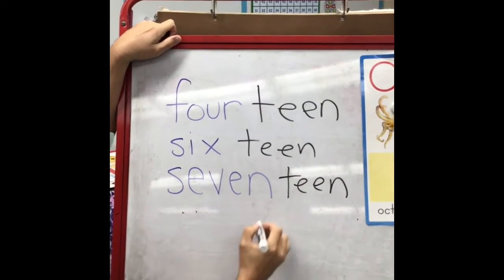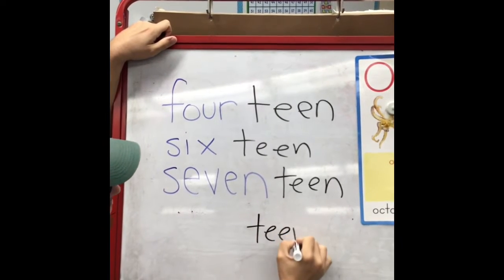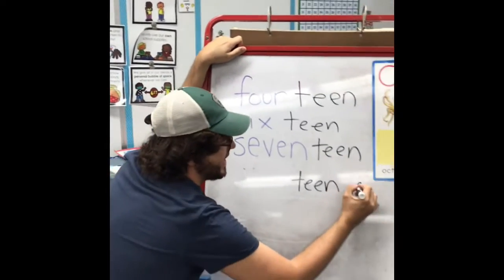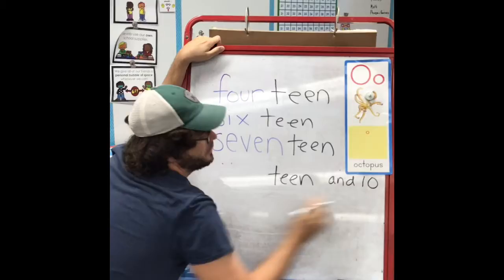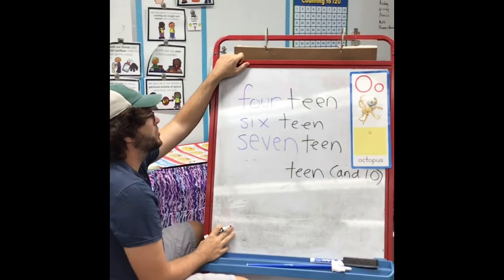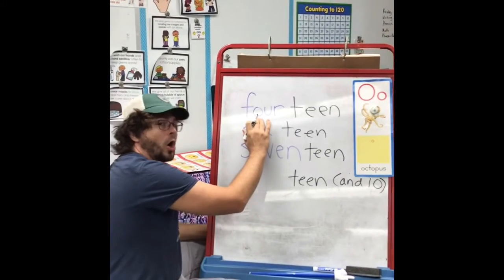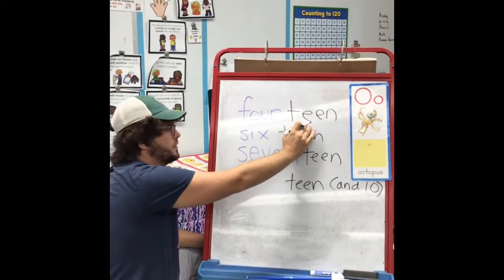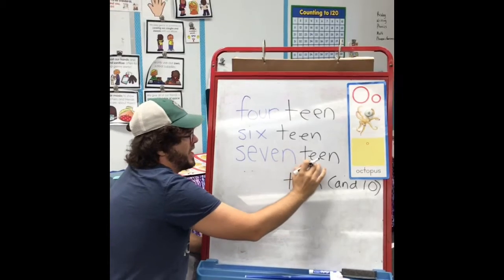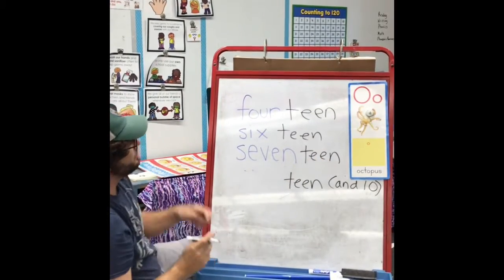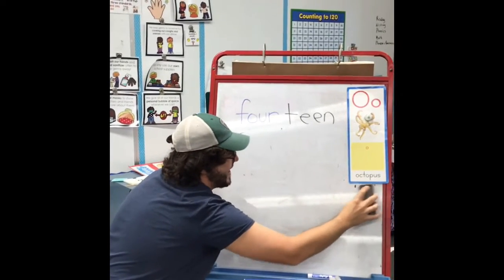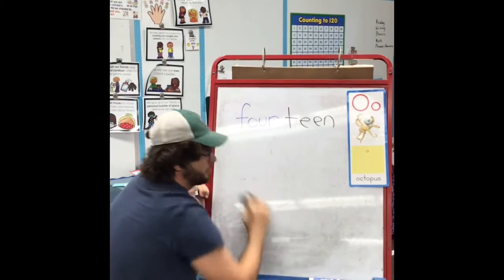And I'm going to tell you what this word teen means. Teen is a quick way for us to say "and 10." Okay? Teen stands for "and 10." So the way that these words would read is 4 and 10, 6 and 10, 7 and 10. So that means that when we have just 14, we're going to kind of zero in on that. I'm going to tell you what "and 10" means.